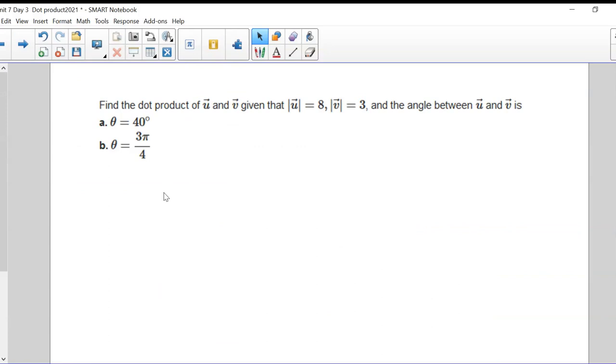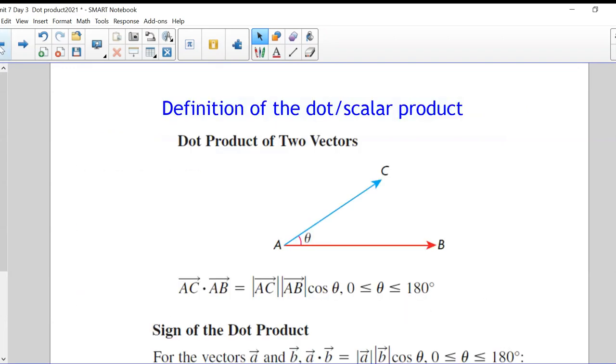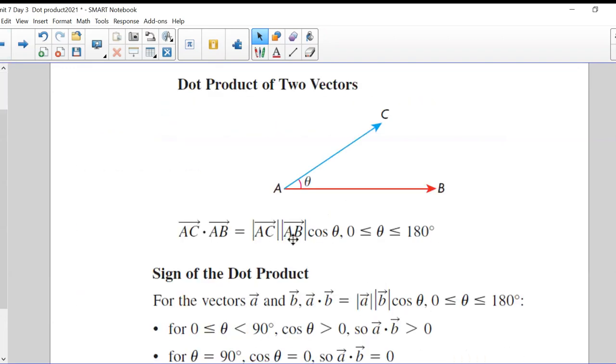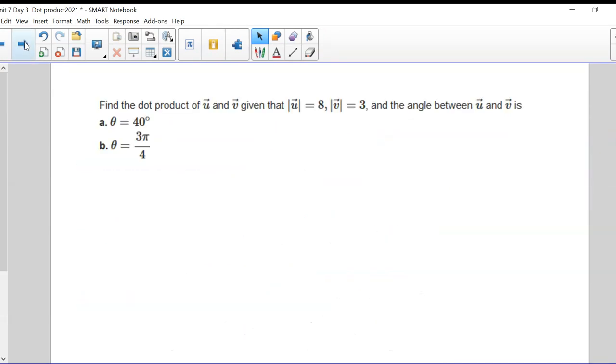Okay, let's actually work out some dot products now. First one, find the dot product of u and v, given that the magnitude of u is 8, and the magnitude of v is 3, and the angle between u and v is in one case 40 degrees, which is in degrees, obviously, and in the other case, root 3 pi over 4. Easy. Just go back and use the formula, right? Here's the formula right here on the first page. Magnitudes multiplied by the cosine of the angle between them. It's really that easy, right?